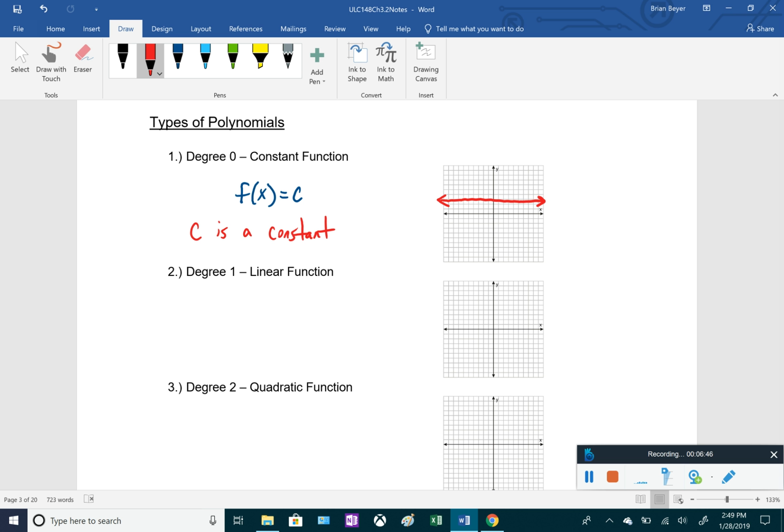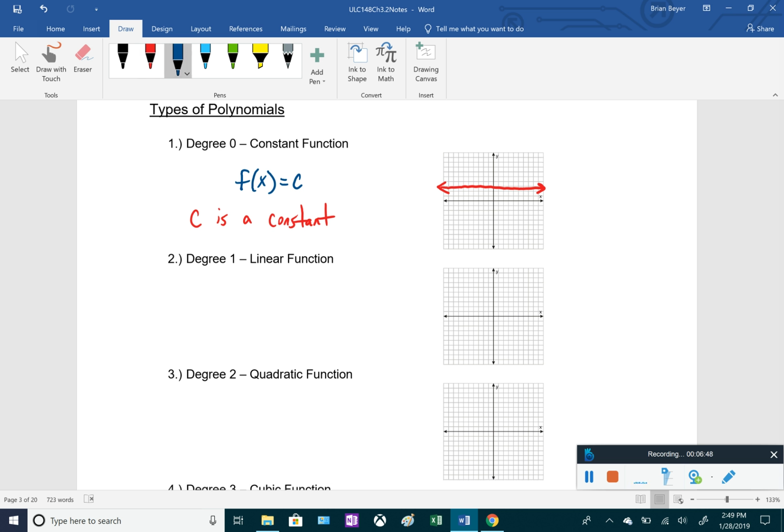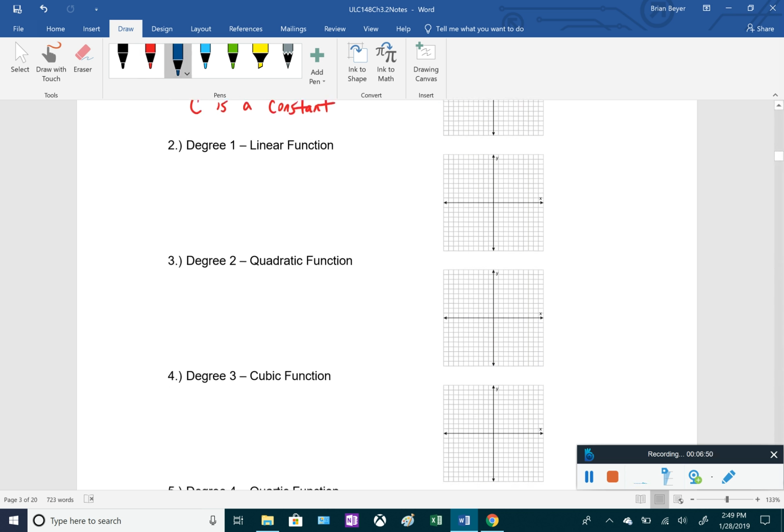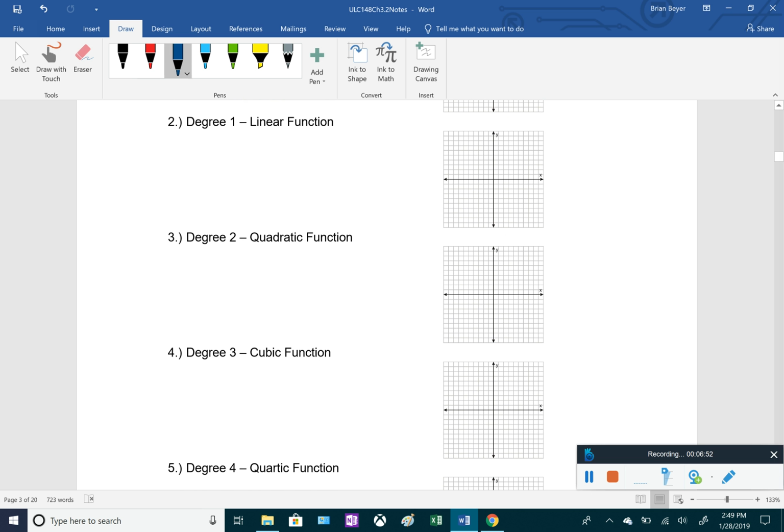So next, degree 1 polynomials. Degree 1 polynomials are linear functions. So we can write them in the form f of x equals mx plus b. You could write it as ax plus b. I'm just putting it in this slope-intercept form that we're used to seeing, with m being the slope of the line, rise over run, and b is the y-intercept. So hopefully we remember working with these.